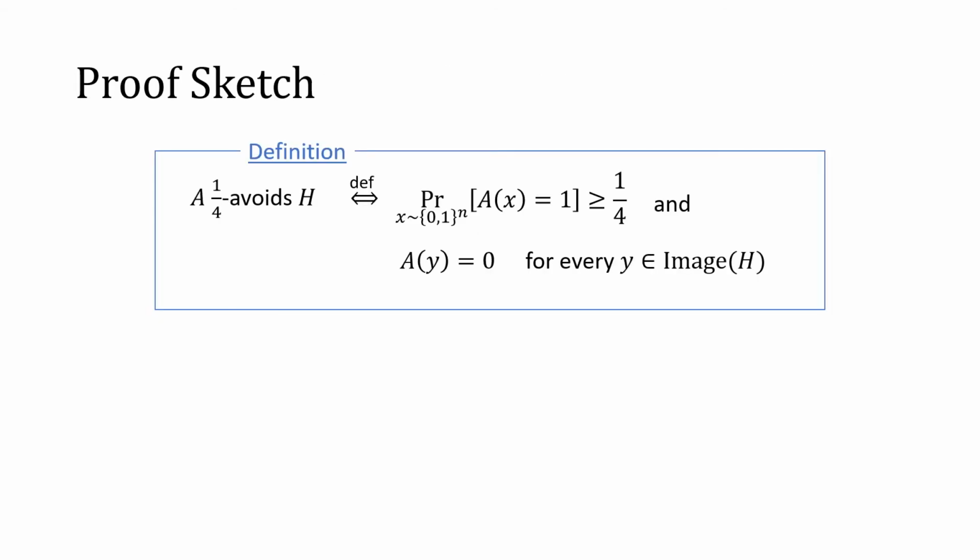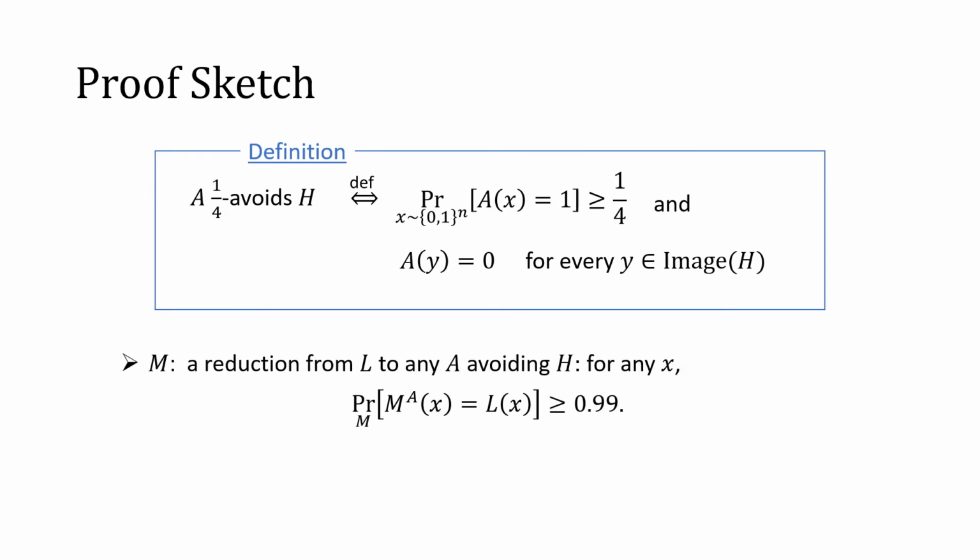In the rest of my talk, I'm going to present a proof idea of the main result. So first, I'm going to clarify the definition of avoiding. We say that an algorithm A avoids a function H if A accepts at least a quarter of inputs, and moreover, A rejects every string y which is in the image of H.